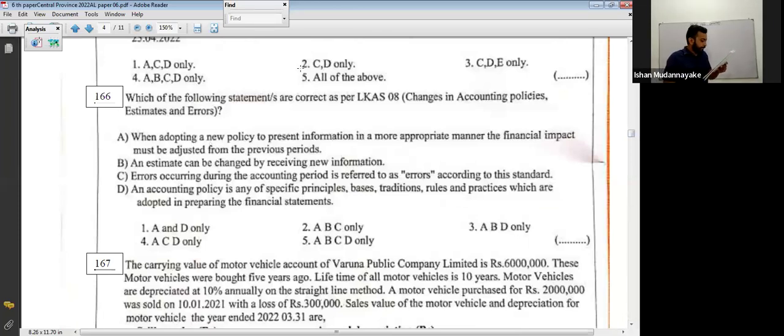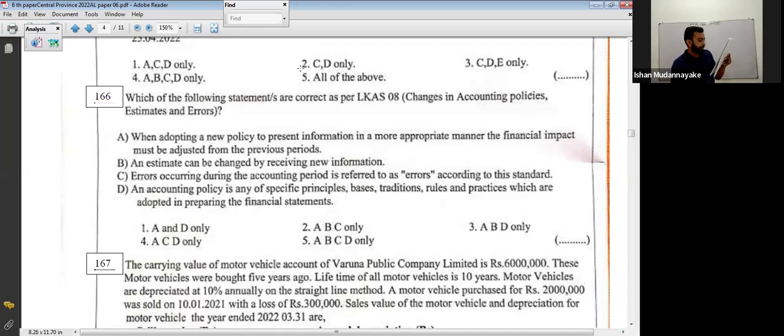166. What's the answer? Which of the following statements are correct as per LKAS 8, changes in accounting policies, estimates and errors? Which of the following statements are correct?